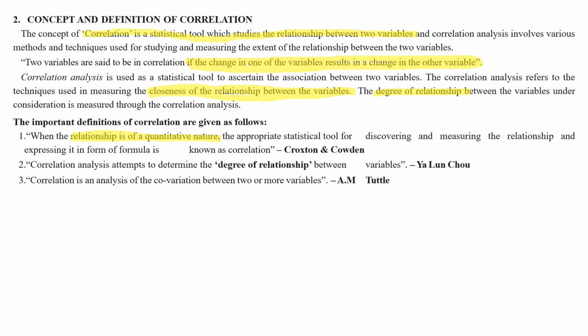Then, correlation analysis attempts to determine the degree of relationship between the variables. A. M. Tuttle says correlation is an analysis of the covariation between two or more variables. So these are the definitions of correlation.